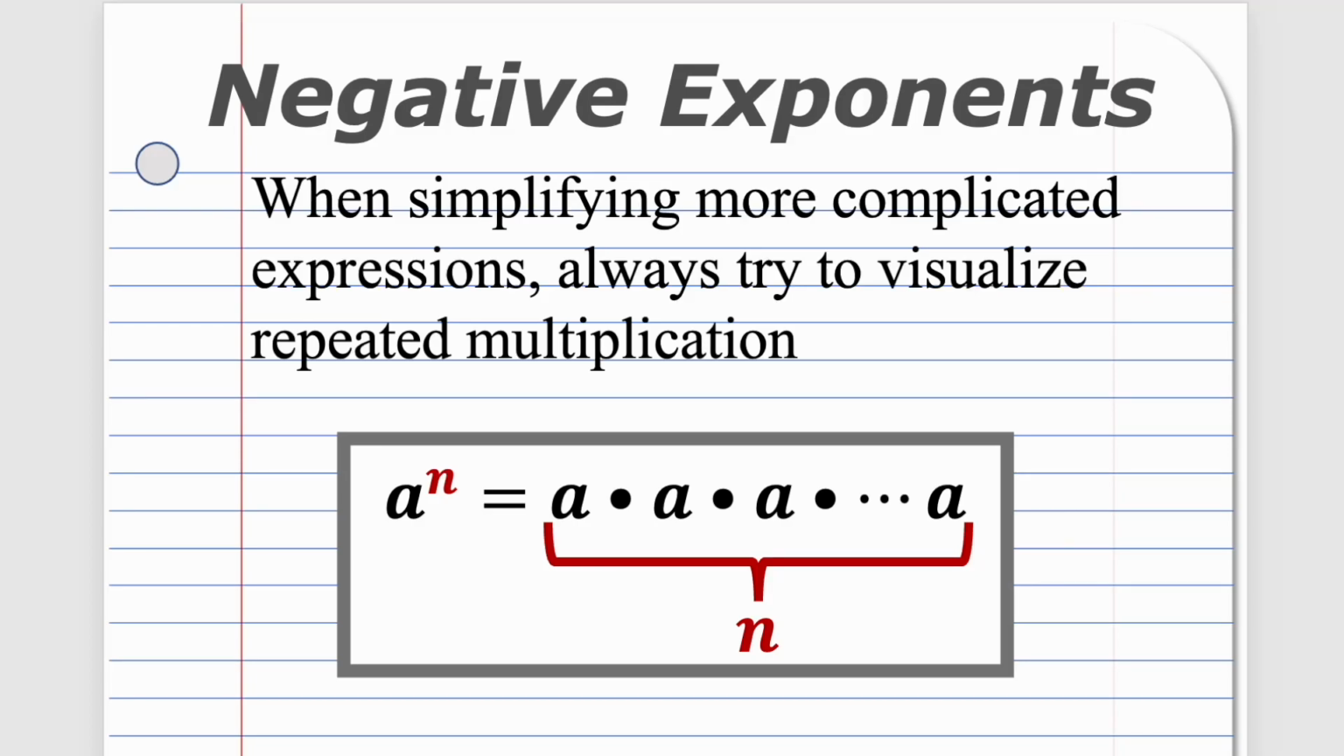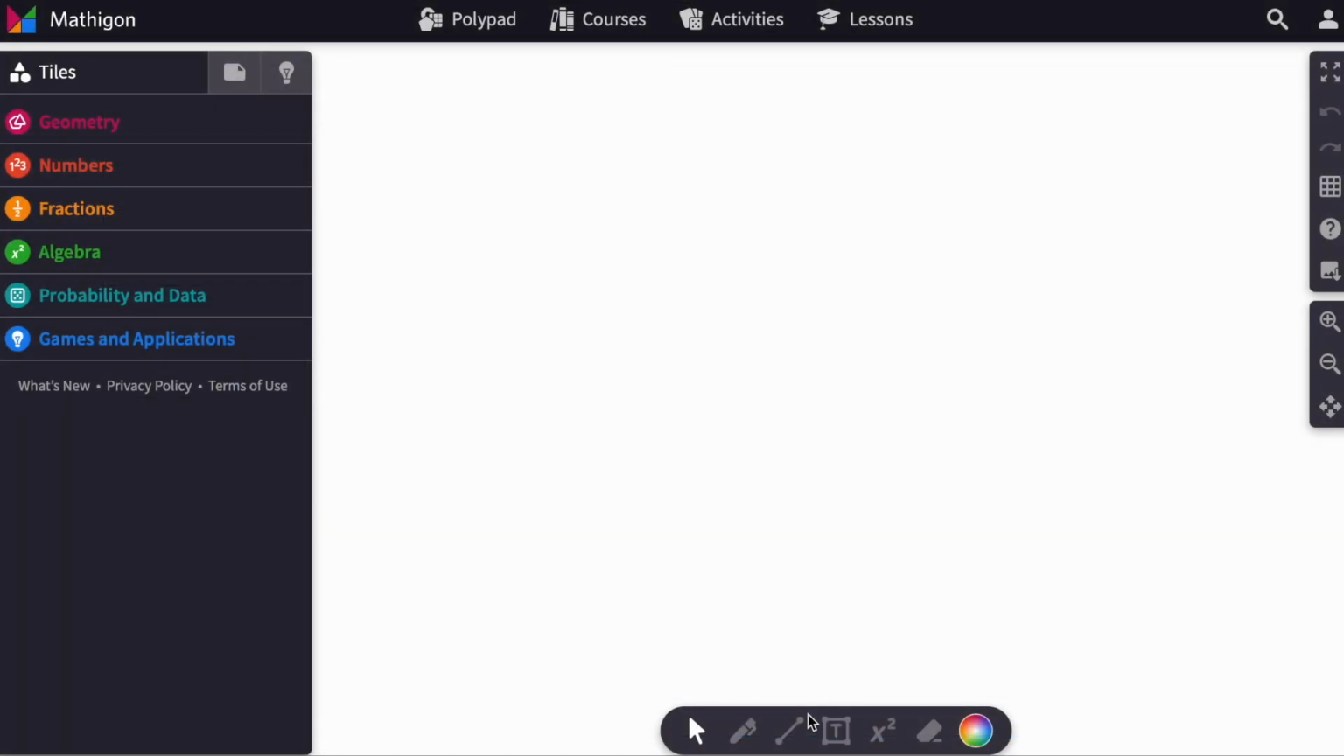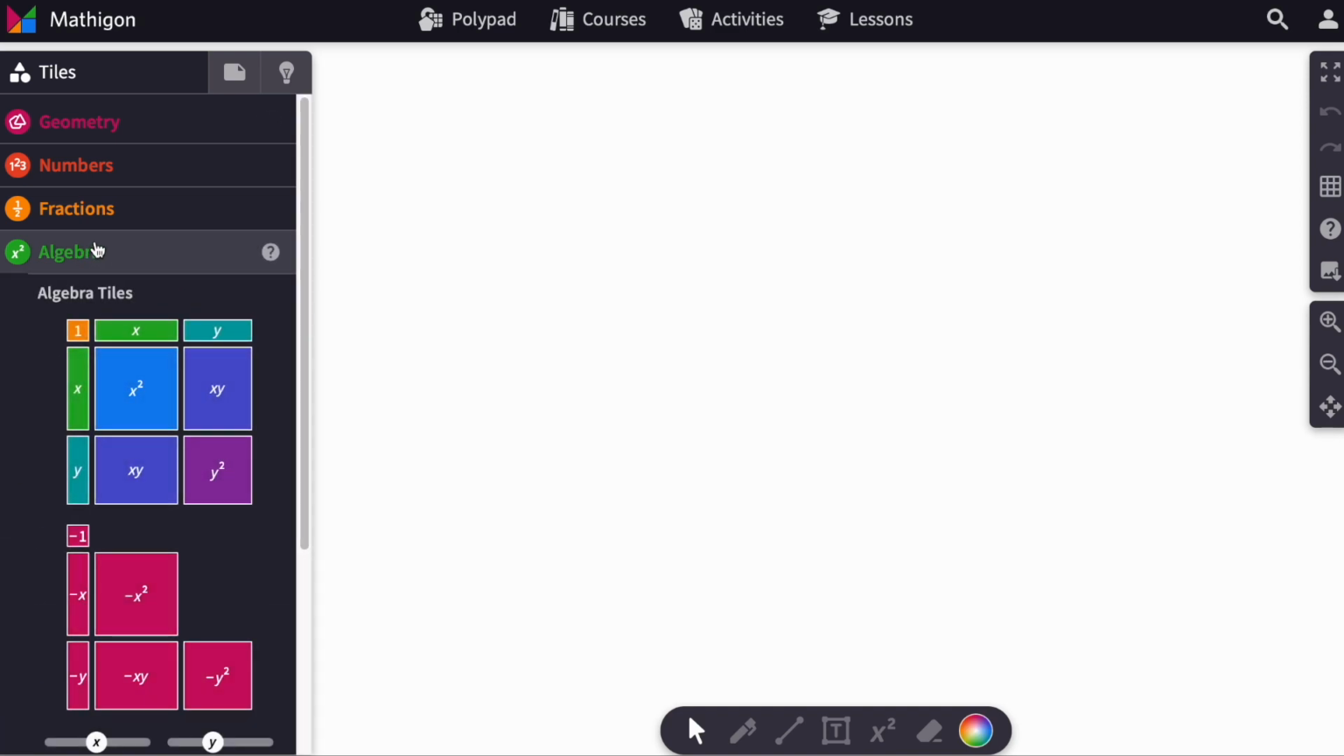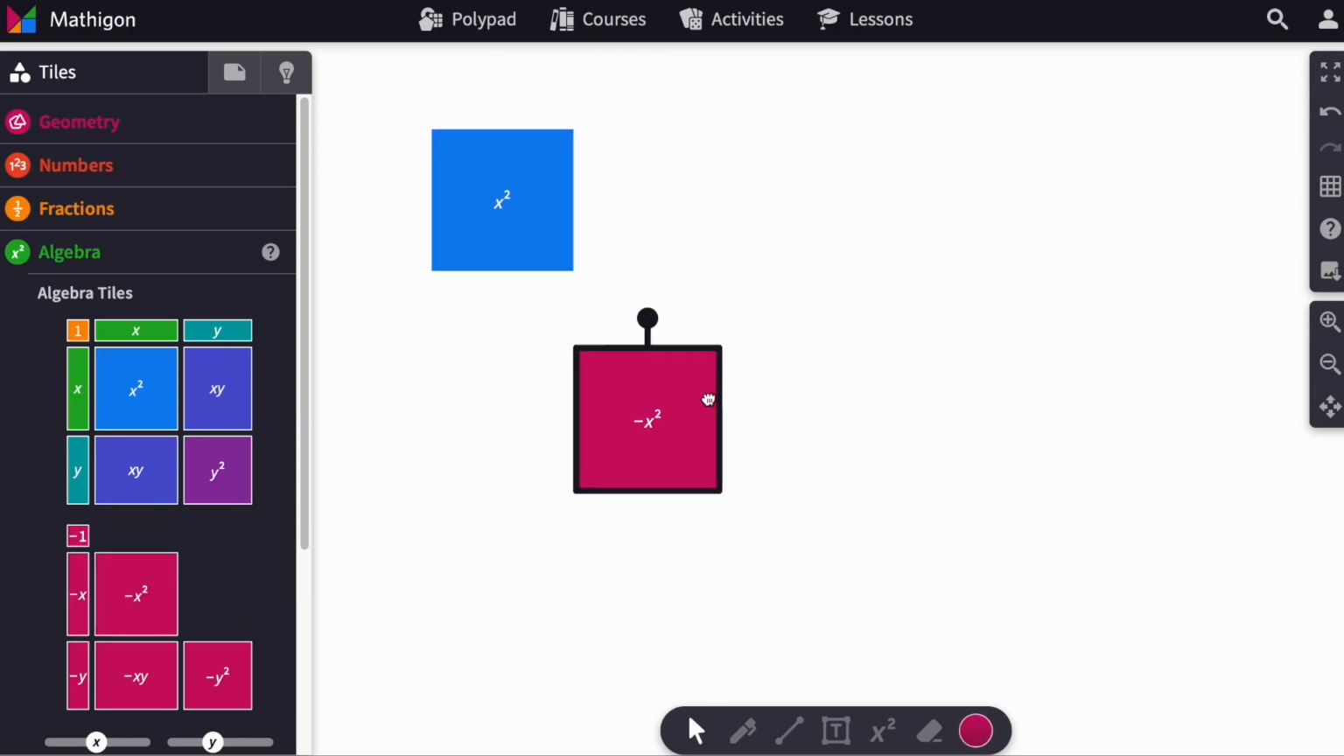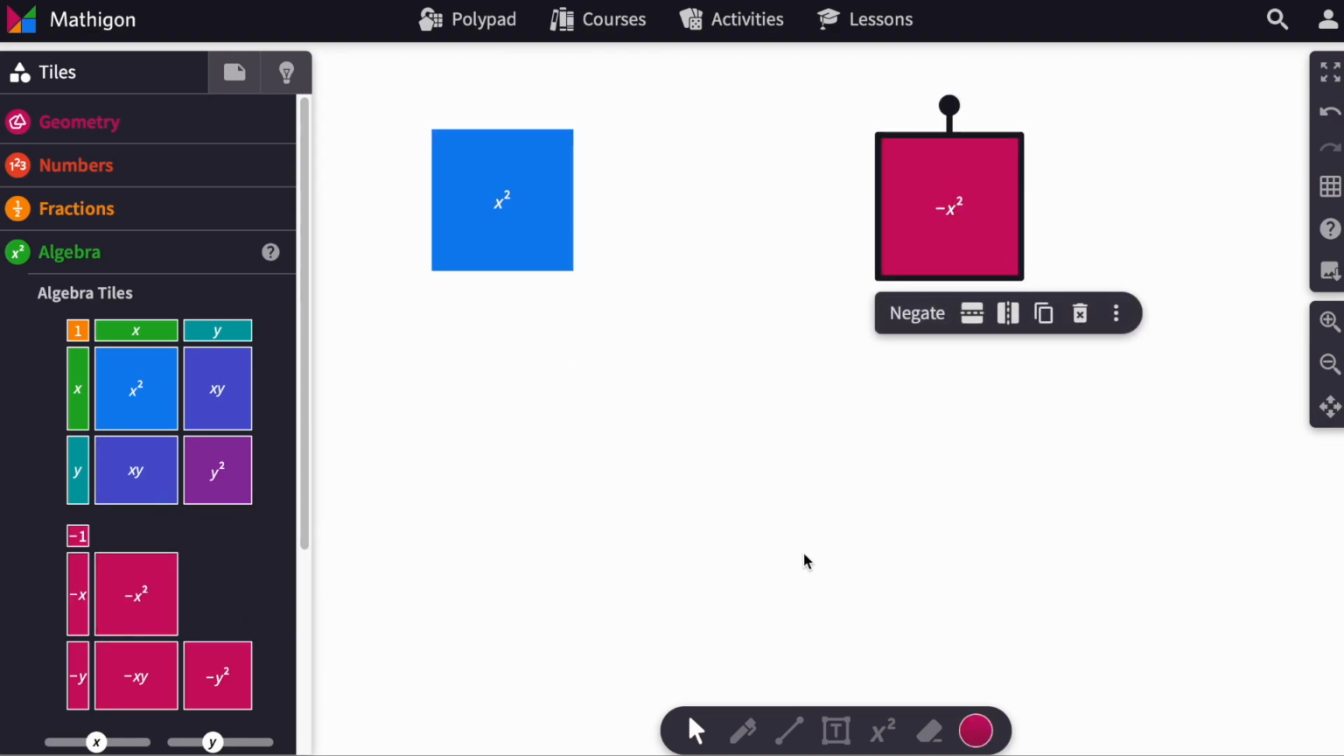When simplifying more complicated expressions, always try to visualize repeated multiplication. I think it's useful to show repeated multiplication using algebra tiles. If you go to mathicon.org and click on Polypod and then algebra, that'll reveal the algebra tiles. Here's an x squared and here's a negative x squared.